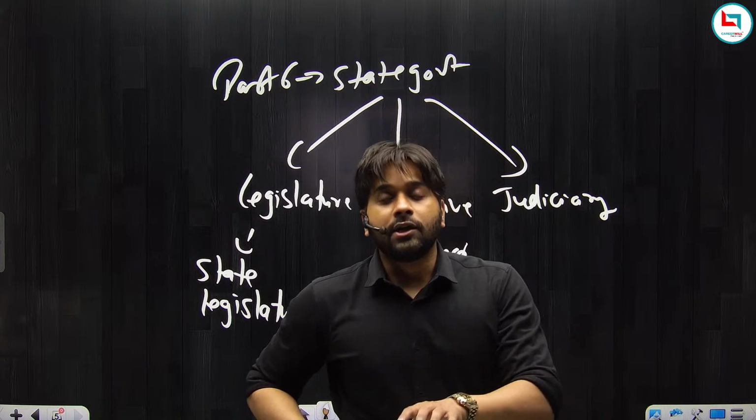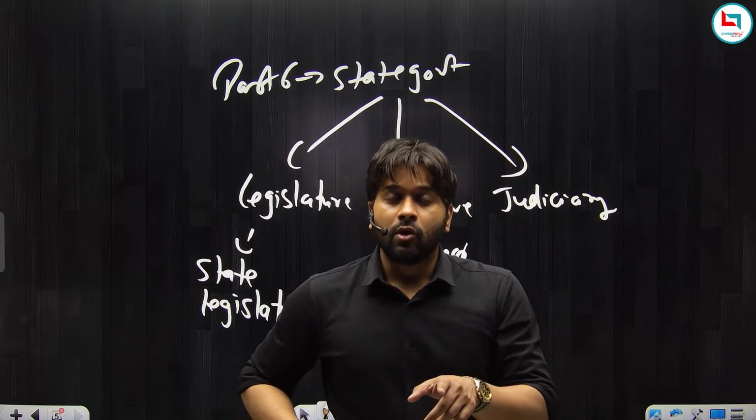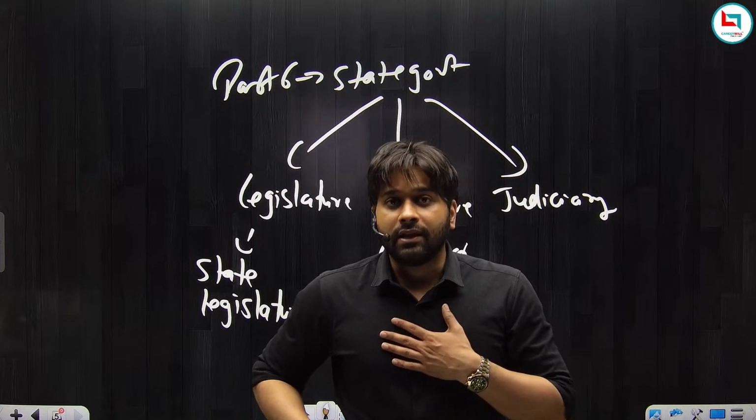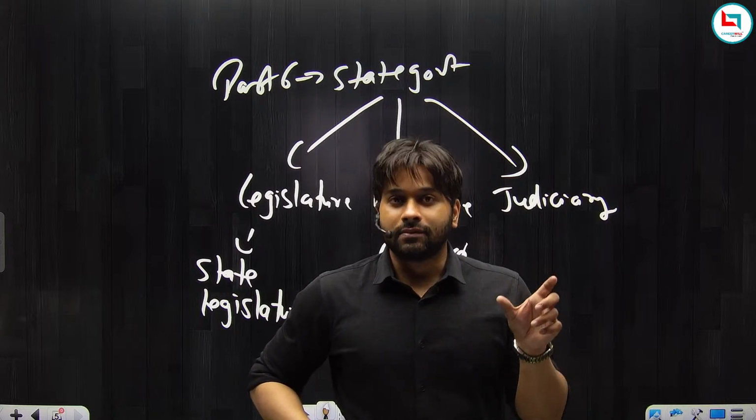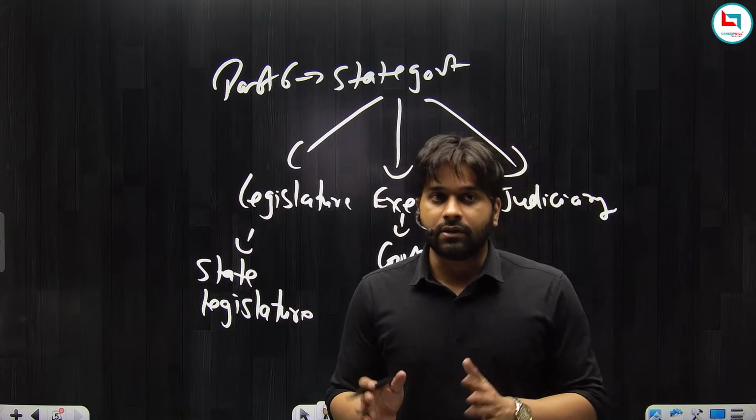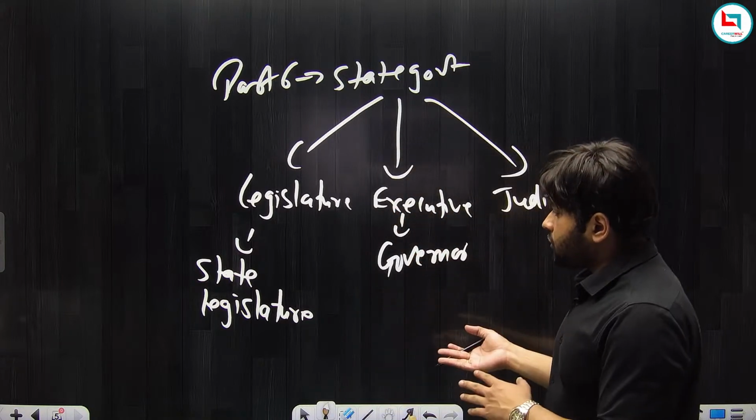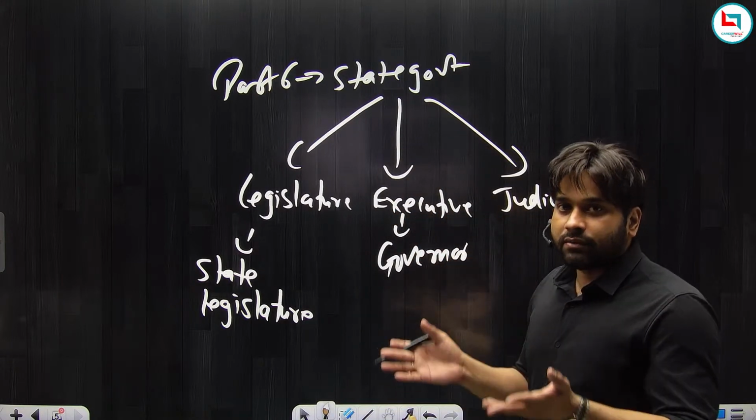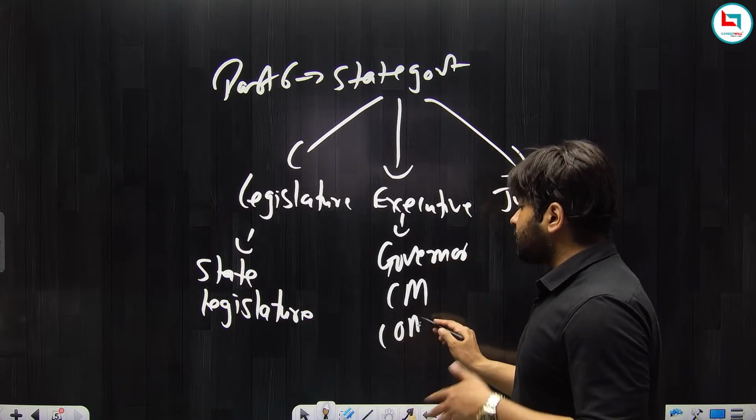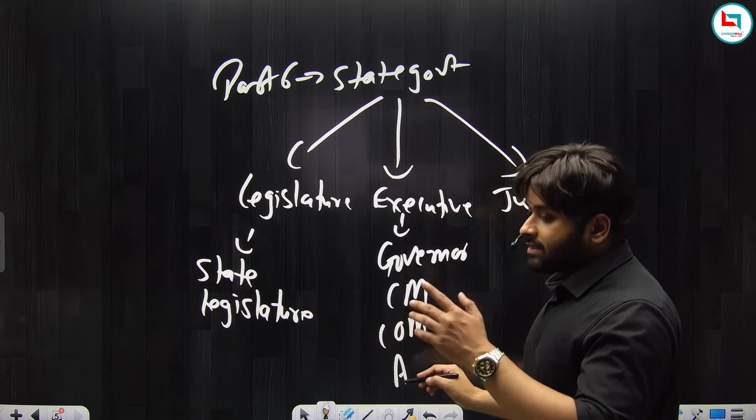So in a Union Territory, you will find the Lieutenant Governor, LG, Uprajyapal in Hindi. For example, in Delhi, you will find the LG, Lieutenant Governor. But in states, there is no such position as Lieutenant Governor, it is the Governor. So in the state executive, there is the Governor, and after that, there is no Vice Governor. So after the Governor, you will be studying the CM, the Council of Ministers of the State, and the Advocate General.